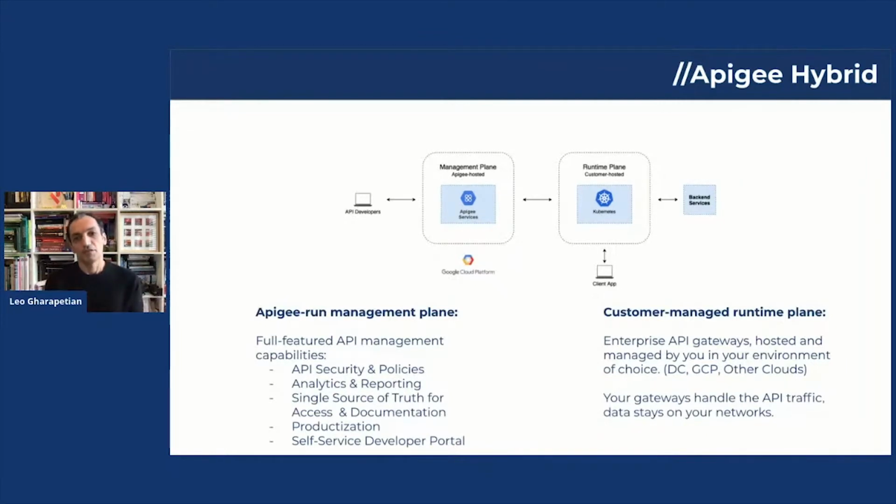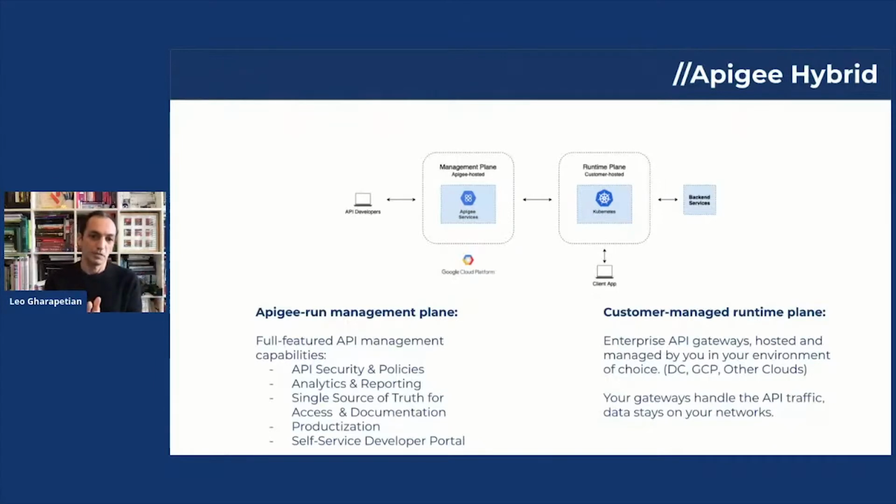The benefits you get from this are because the gateways are hosted on your side, all the API traffic is happening on your side. There's nothing going across the cloud to some place outside of, for example, your governance zone and so forth. And your data stays within your network.